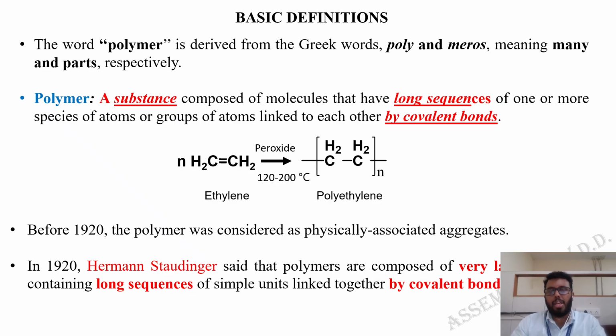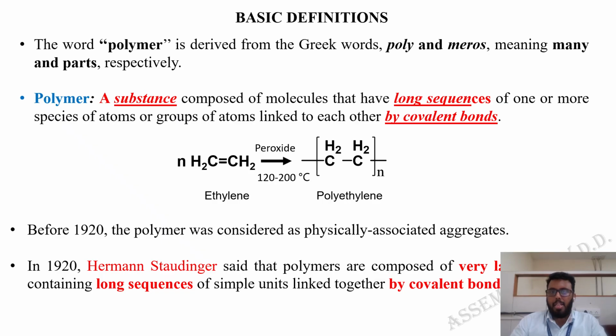In simple words, you can say polymer is a substance that is composed of molecules that have long sequences of one or more specific species of atoms or groups of atoms linked to each other. How? Through covalent bonds. So mostly in the polymers you will see only covalent bonds. So they are very strong and rigid, and they have different physical and chemical properties.